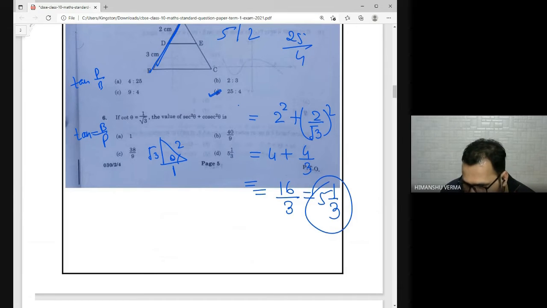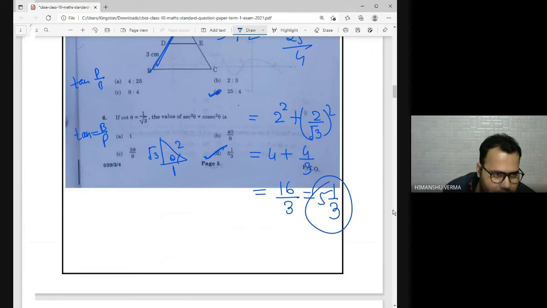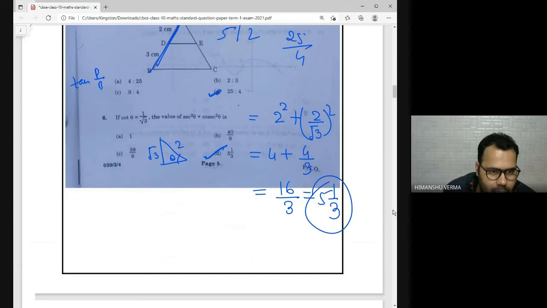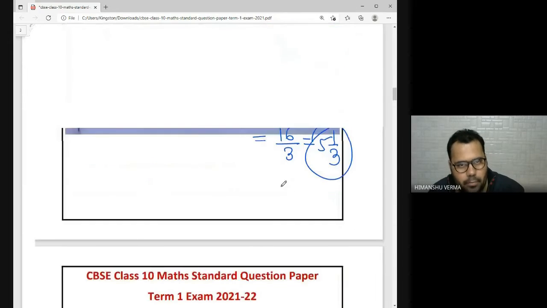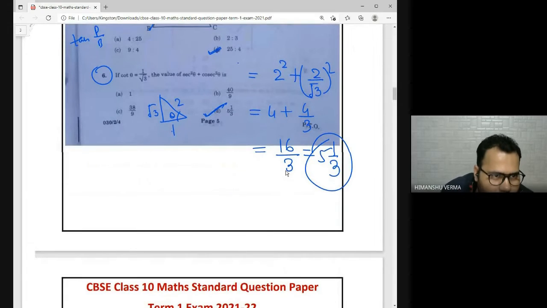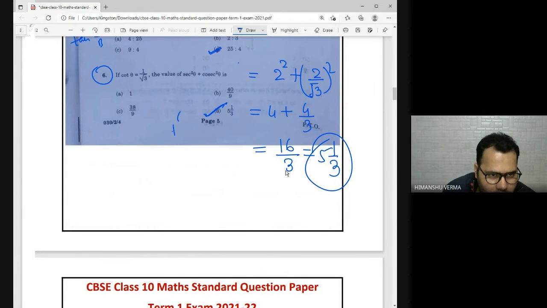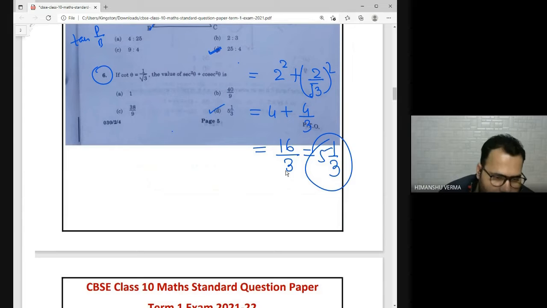Which option is correct? D is correct. Where did you go wrong? Why did you select 40 by 9? Anyways, let's not discuss it. What I have done here is find the value of cot, or maybe the value of another ratio, and then put it in this, with the help of the triangle. So the answer is D.